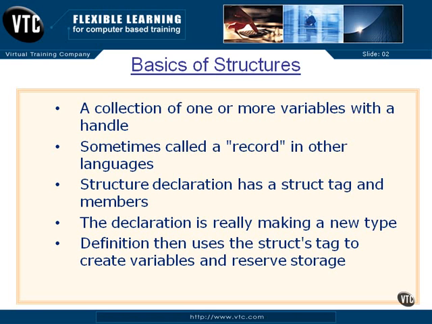So a structure fits great to hold a database record. A structure declaration has a struct tag and members. The tag is optional, but if you leave the tag off, then you can't do anything else with that structure definition other than what you have right there at the beginning. We're going to see that here in just a second, to make that a little more clear. As I said, the declaration of a struct is really making a new type of variable that we can then define wherever we need to. The definition, when we create the new type, uses the struct's tag to understand what kind of thing, what type, we want to create. It then makes up appropriate variables and reserves storage for the new type.